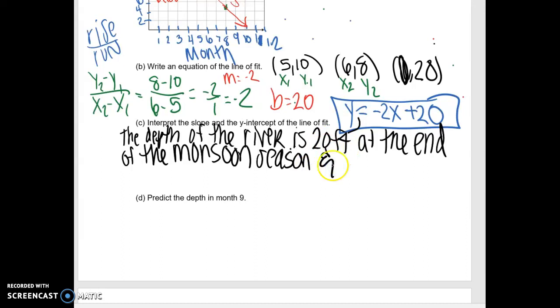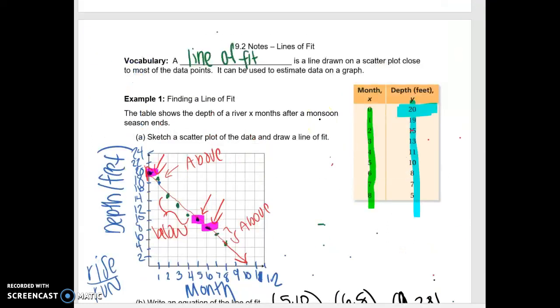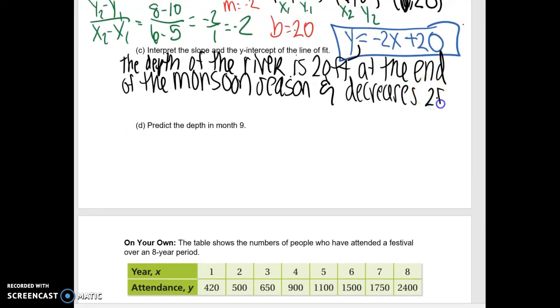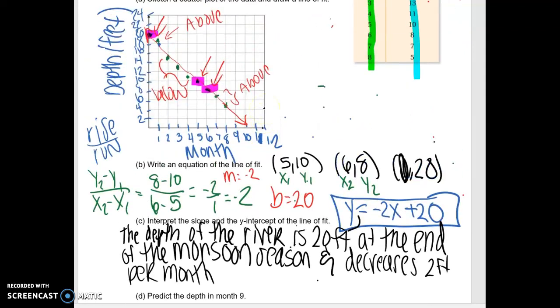And so our slope is negative. So if it's negative, you know, you're decreasing. So it looks like we're talking about feet per month. So we are decreasing 2 feet per month. So unit rate is your slope. It's something per something, so you're decreasing 2 feet per month.